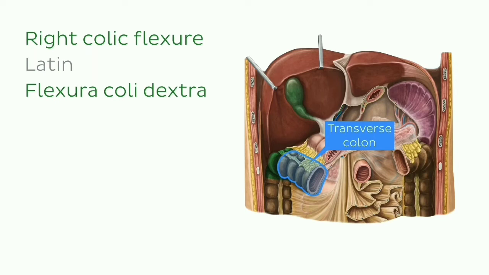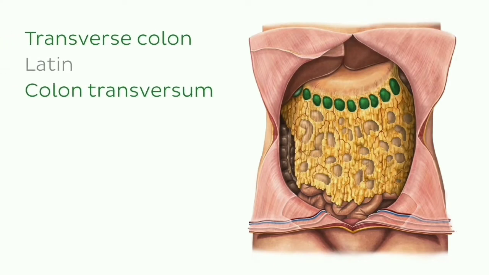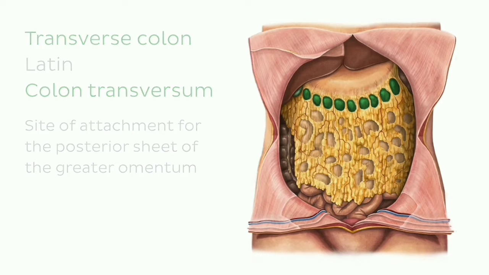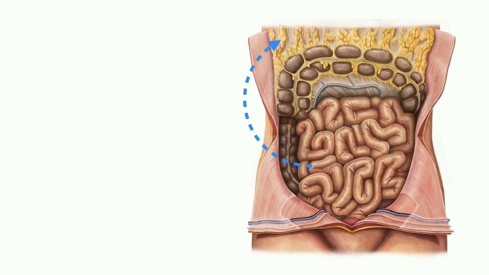So let's look at the transverse colon. The transverse colon is the third part of the large intestine, and we can see it here highlighted in green. As we mentioned earlier, it is the site of attachment for the posterior sheet of the greater omentum. While we're here, let's talk about the blood supply of the transverse colon. And just so you know what we're looking at, in our image, the greater omentum has been reflected upwards so that we can see the structures we're about to talk about more clearly.